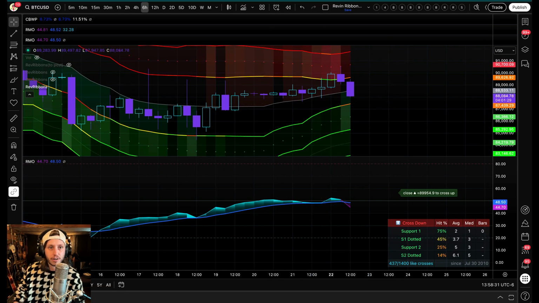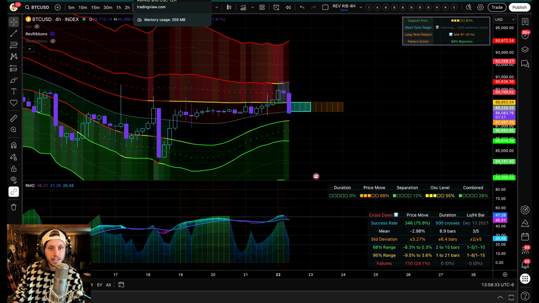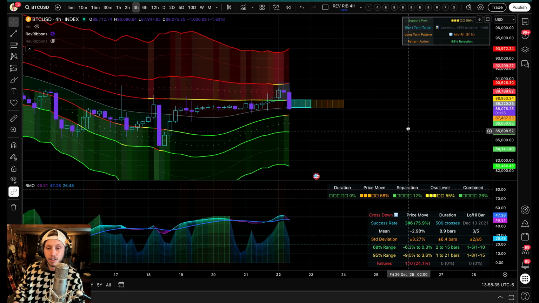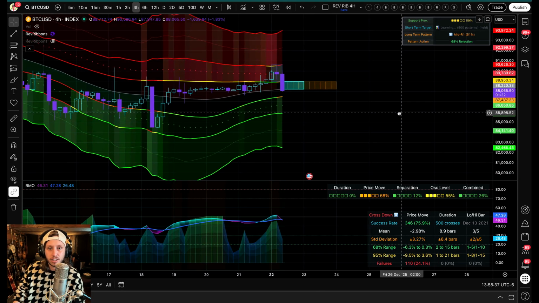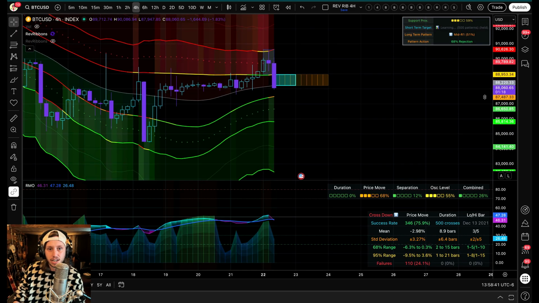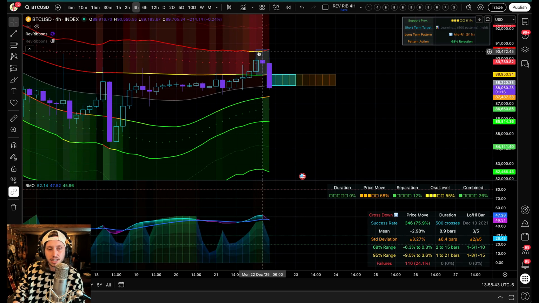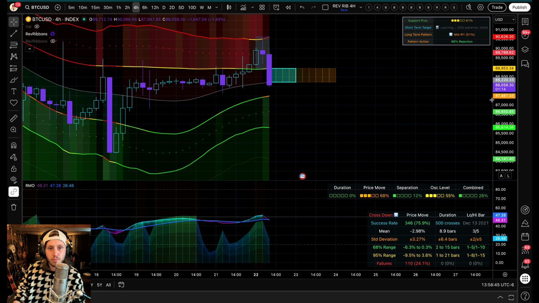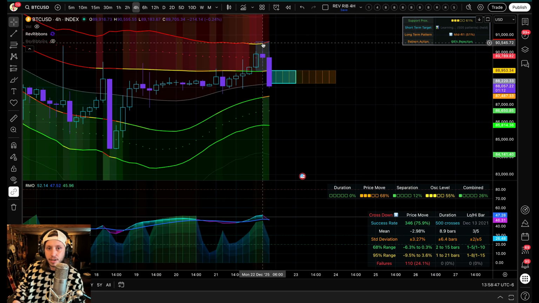Let's look at the 4 hour right here. Okay, we're looking at the 4 hour time frame. This one also not looking so good. So, we had a test into the dotted resistance here. We actually saw a test even into resistance 2 band right there, and then rejected off of that.